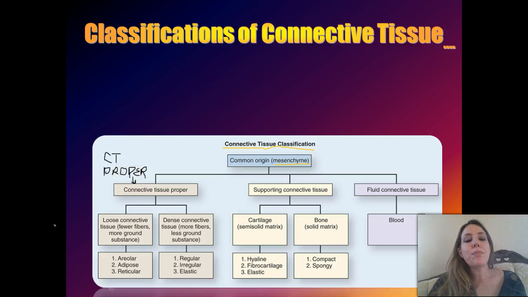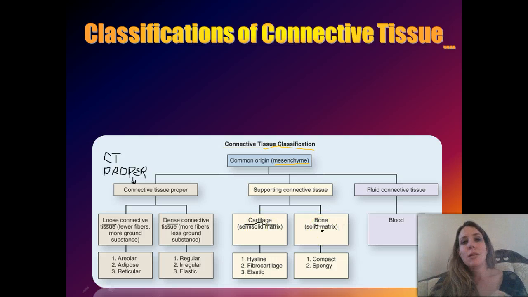CT proper is divided into two categories: we have loose connective tissue and we have dense connective tissue. So one group is connective tissue proper, divided into two main categories, loose and dense. And we'll go over this again and again. Then the second category is supporting CT, supporting connective tissue. These are connective tissues that provide support. We have bone, which we already talked about, and we have something kind of like bone, but softer, and that is cartilage. Cartilage is a semi-solid ground substance, a semi-solid matrix.